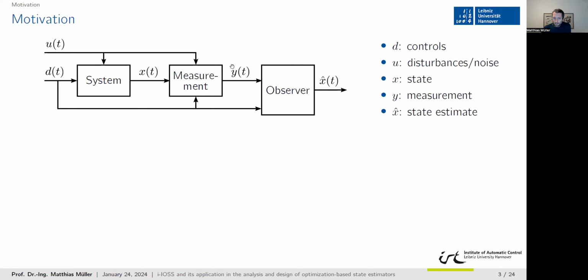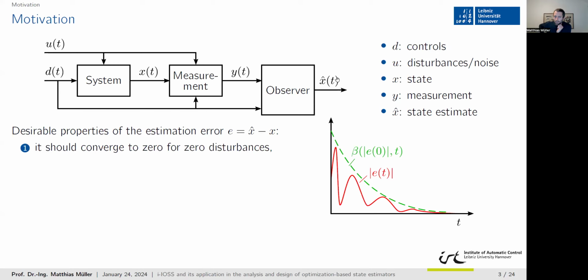Then if I take measurements of some output functions y that I can measure, the task of the observer is to reconstruct the internal system states, as you all know, from the measurements and the control signals that I have available, and this is denoted by x hat. Now, as you all know, desirable properties of the state estimation error, which I define by e equals x hat minus x, are that it should converge to 0 if I don't have any disturbances.